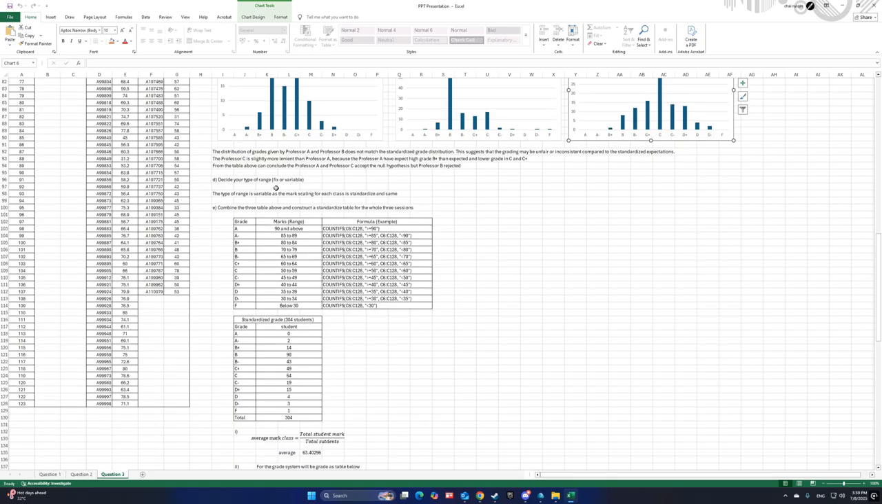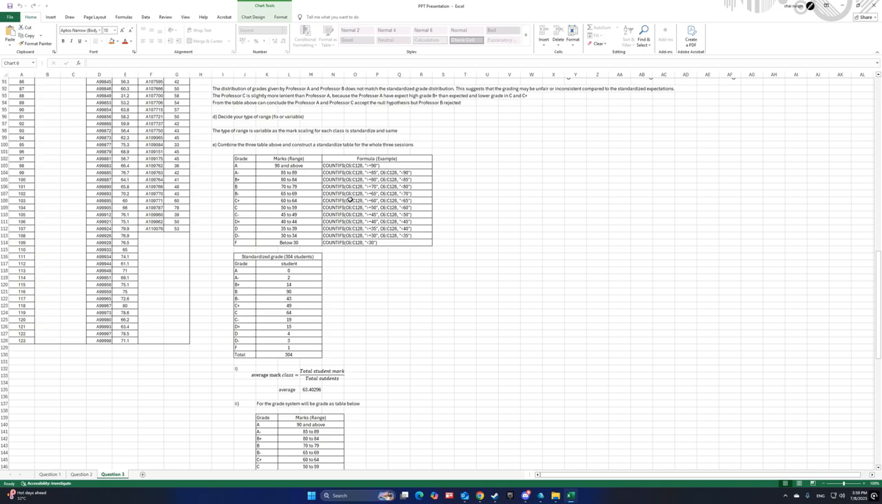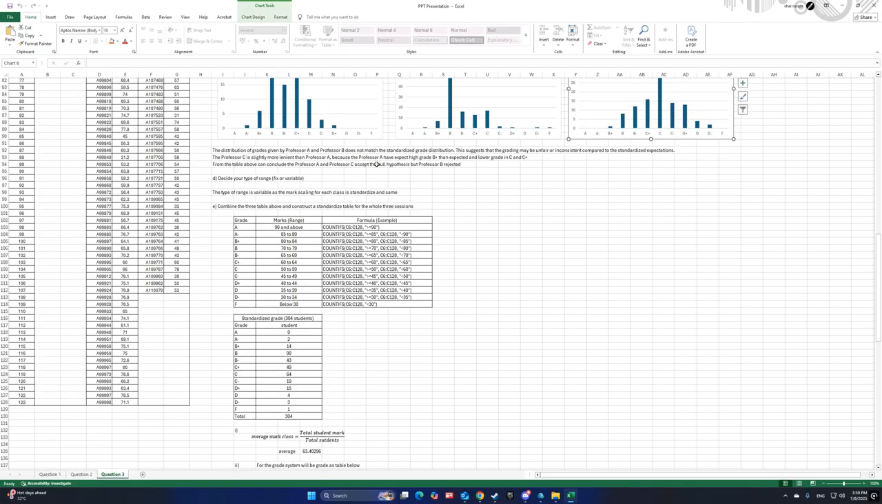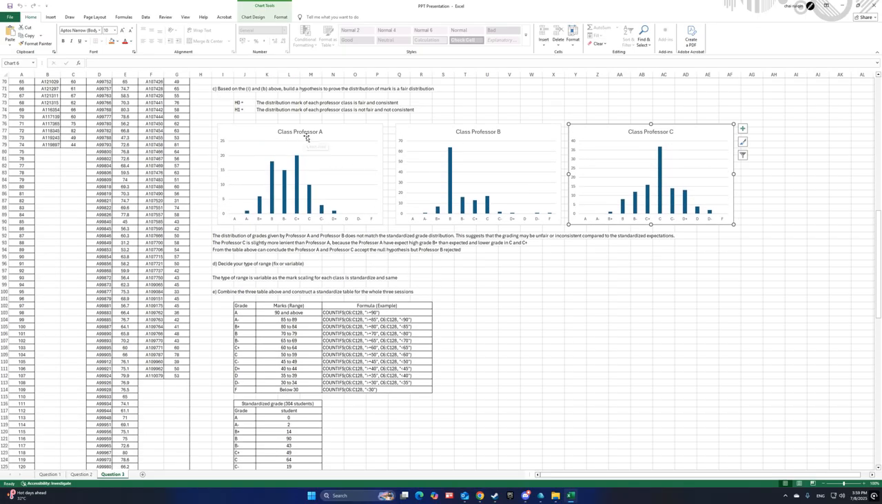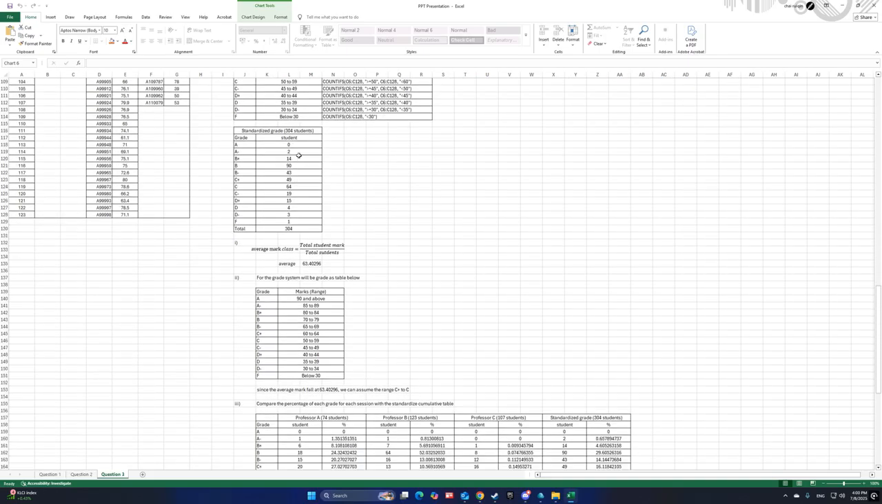So for the range of this distribution, the range of the variable is available. The mark scaling for each class is standard and the same. Yeah, so for part E, we will combine the three tables above to construct a standardized table for the whole three sessions. So we will combine Professor A's class, Professor B's class, and Professor C's class. At the end we will get the standardized grade for the total class.